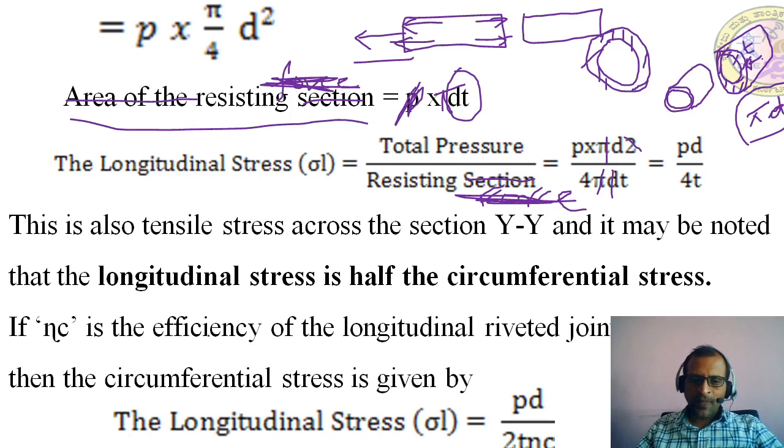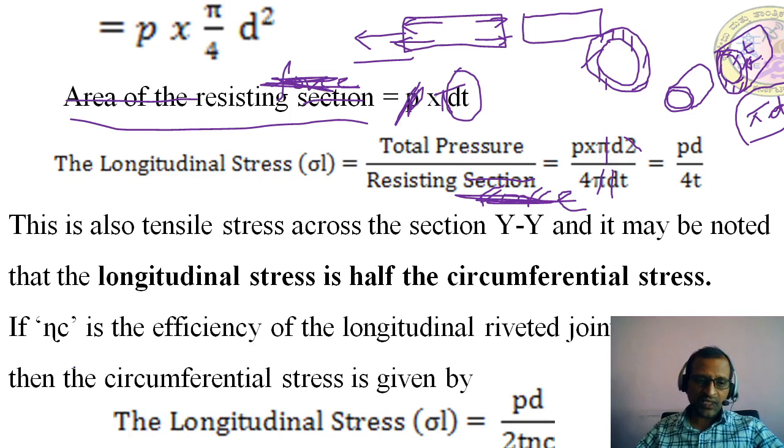That's all, right? So next, similarly in the previous case we have seen what is circumferential stress. In the case of circumferential stress, we have considered eta L as a longitudinal efficiency, but in the case of longitudinal stress we have considered eta C, that is circumferential efficiency. What do you mean by circumferential efficiency? Circumferential efficiency means along the radial lines, along the circumference, the rivets are going to fail. So in the longitudinal stress, you have to consider the circumferential efficiency of the rivets. But in the case of circumferential stress, you have to consider the longitudinal efficiency of the rivets.